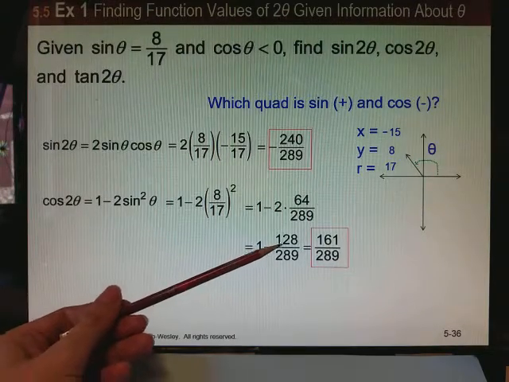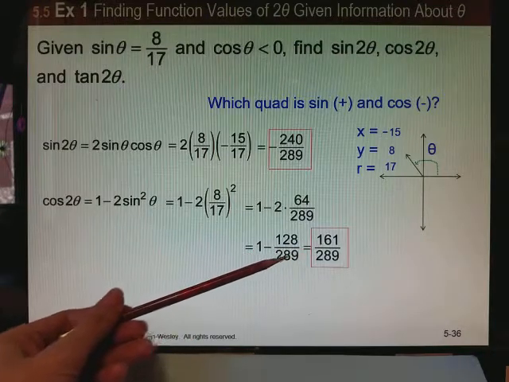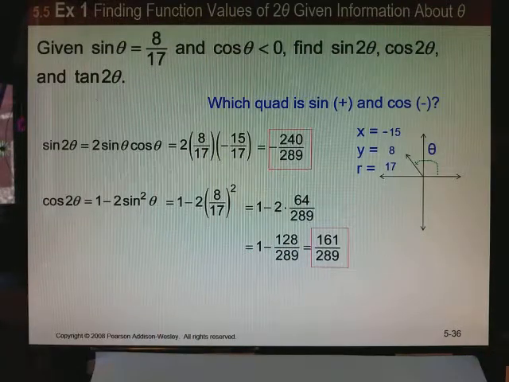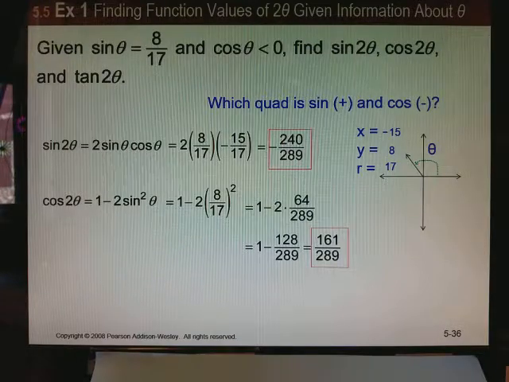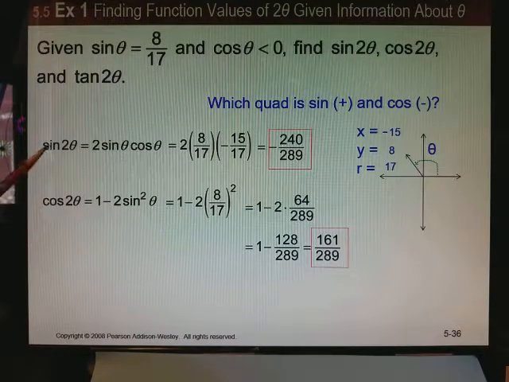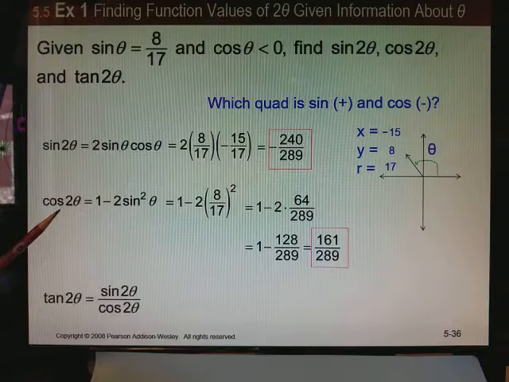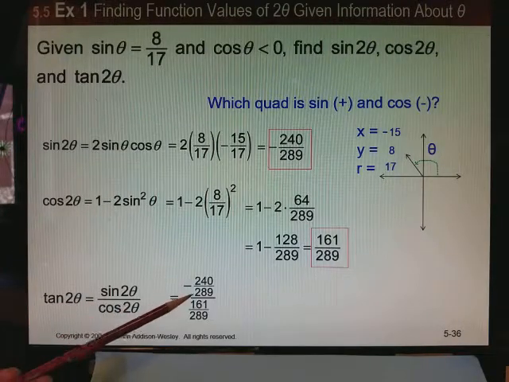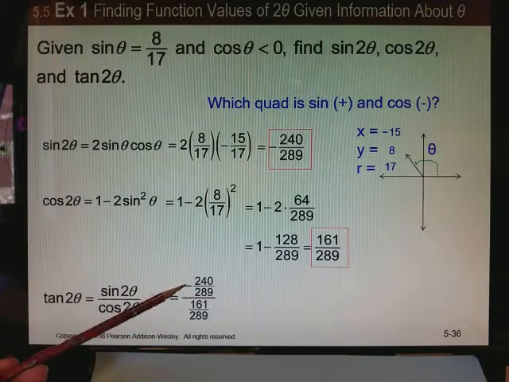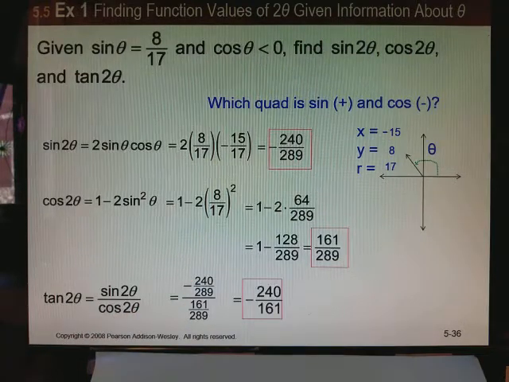So 289 take away 128 is 161 over that common denominator of 289. Now at this point, you could use your tangent rule for the 2 theta. I personally don't. I go ahead for tangent of 2 theta. Since I already have both of these answers, I know it's going to be sine 2 theta divided by cosine 2 theta. I do know that these two denominators are going to reduce, so therefore I have negative 240 over 161 for my answer.